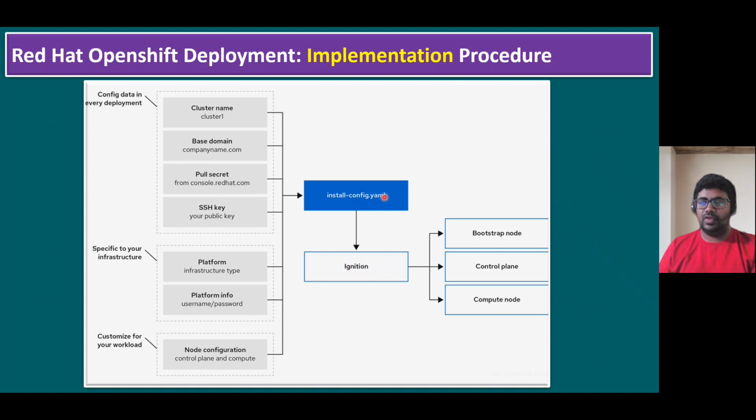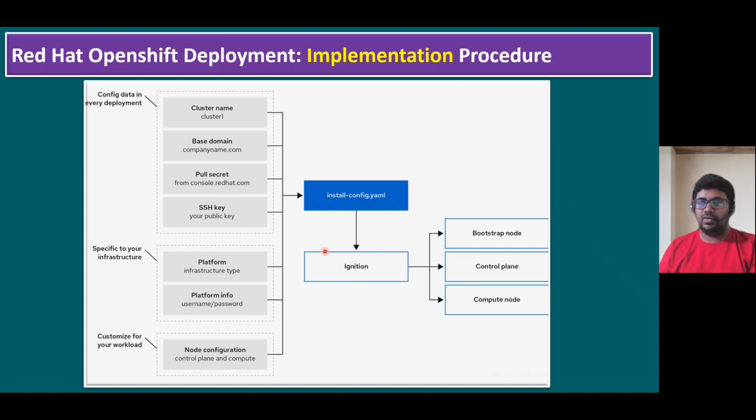Once it is ready, we already prepared a configuration file, that is the install-config.yaml file, and this is only the ignition file. Using this ignition only, it will create a bootstrap node first, followed by the control plane, that means master nodes, and followed by the compute nodes.